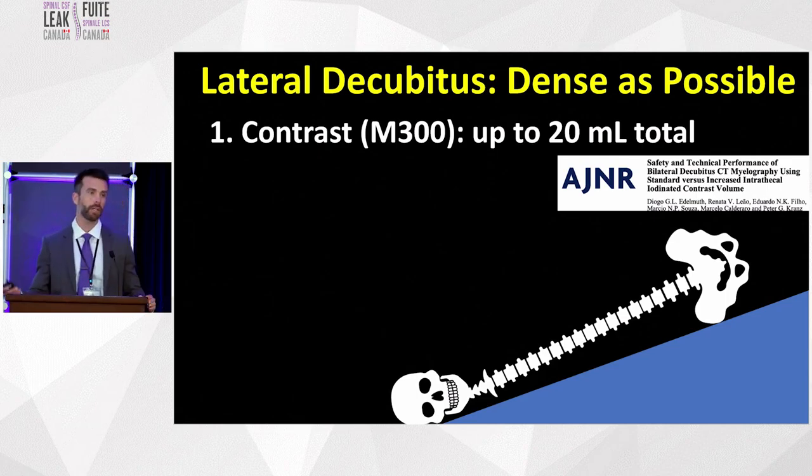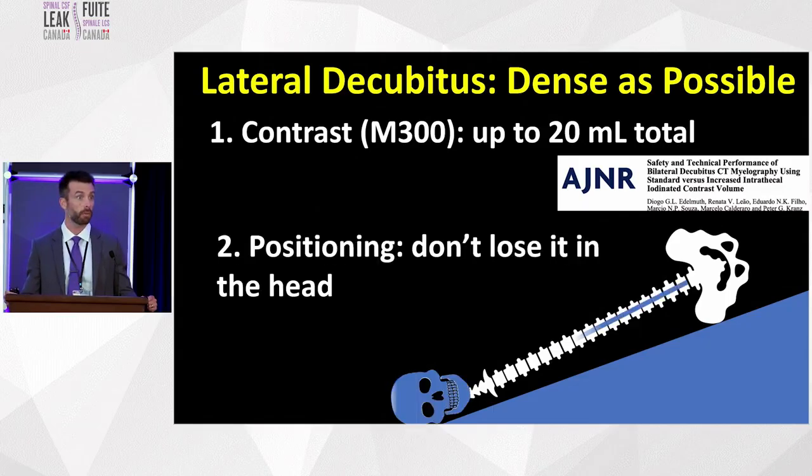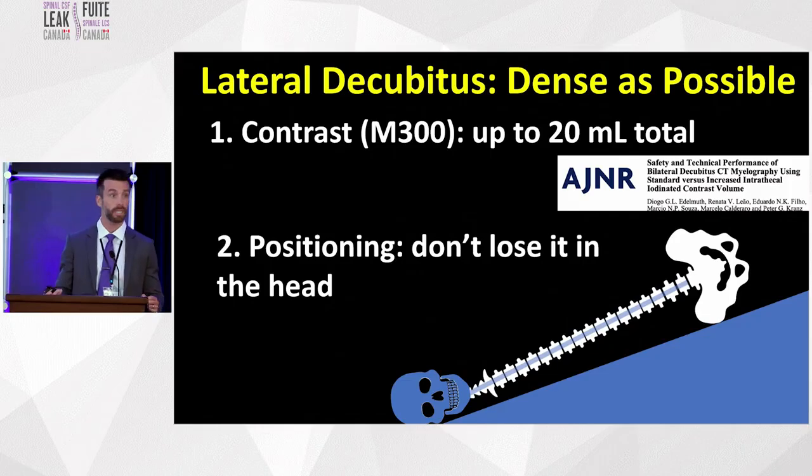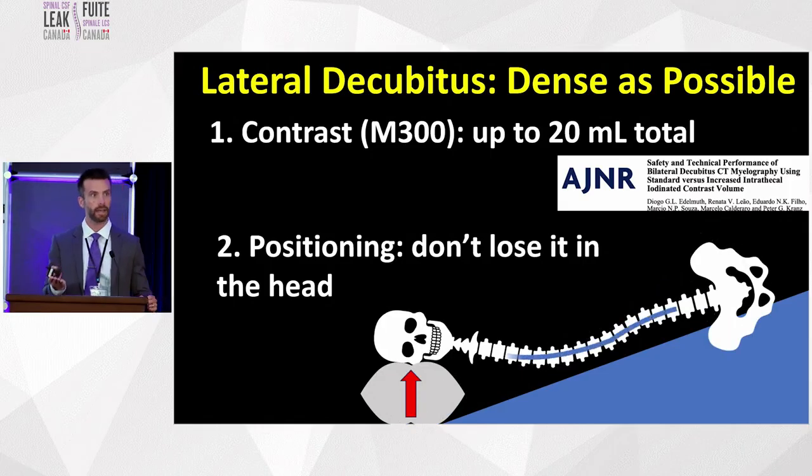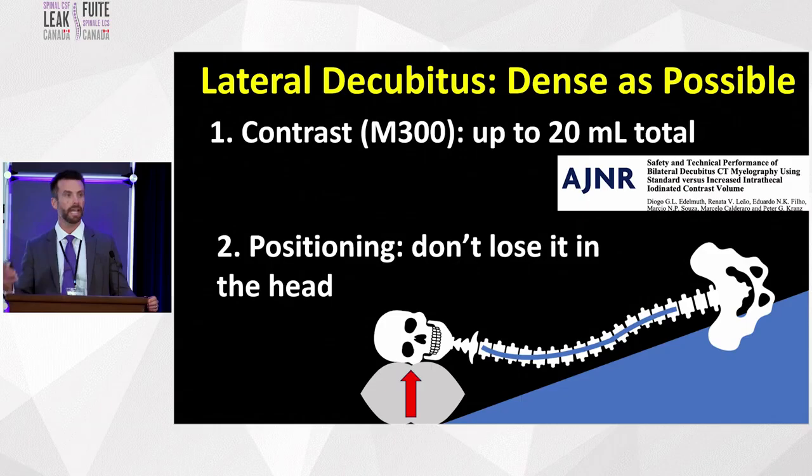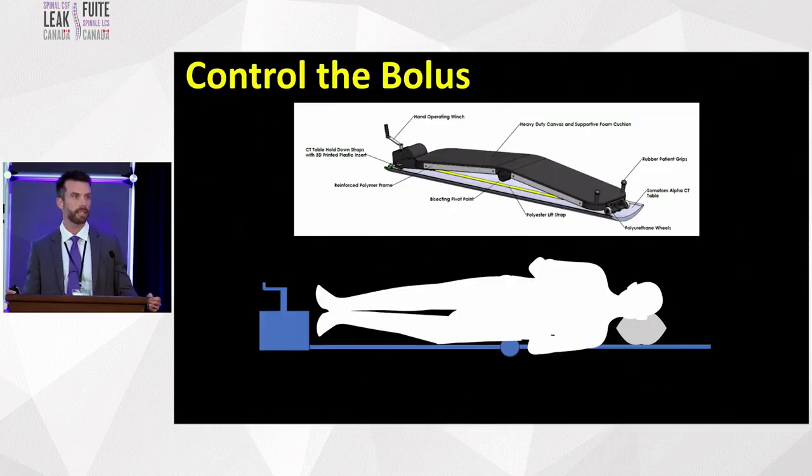A nice paper came out by Dr. Edelmuth and colleagues showing that it's safer to use higher volumes. I'll use up to 20 cc's sometimes, and it's not a problem for me at all. We don't want to lose that contrast in the head. The patient will not like you. They'll be miserable. They'll have a horrible headache, and their exam will be terrible. So you want to raise that patient's head up to create this sort of hammock effect in the spine to keep that contrast in the spine.